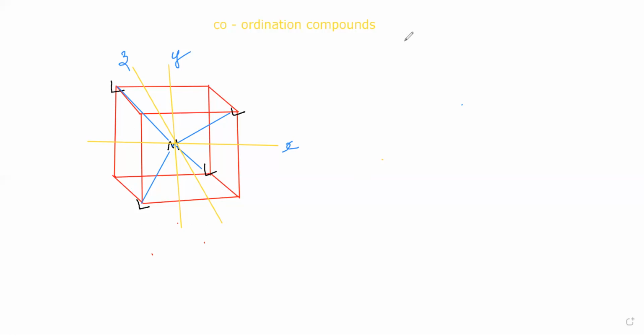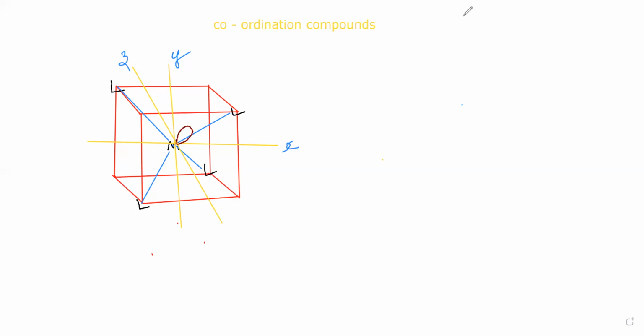Now we will take the central metal dxy orbital. Dxy orbital means that lobe in between X and Y.